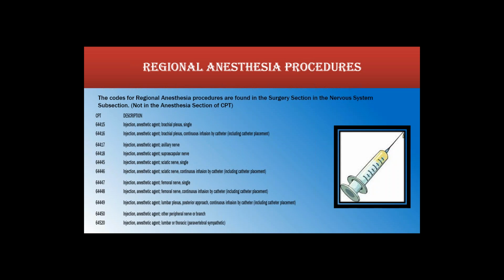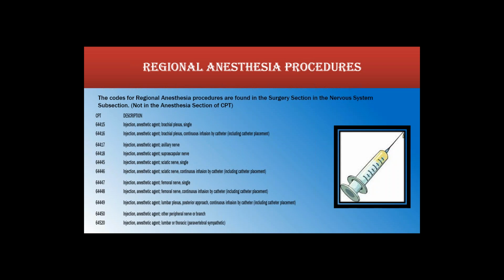CPT code 64417. This is for an injection of an anesthetic agent in the axillary nerve. CPT code 64418. This is an injection of an anesthetic agent in the suprascapular nerve. And for this code, this is done to relax the supraspinatus and the infraspinatus muscles and differentiate between brachial plexus mediated or C5 or C6 mediated pain.